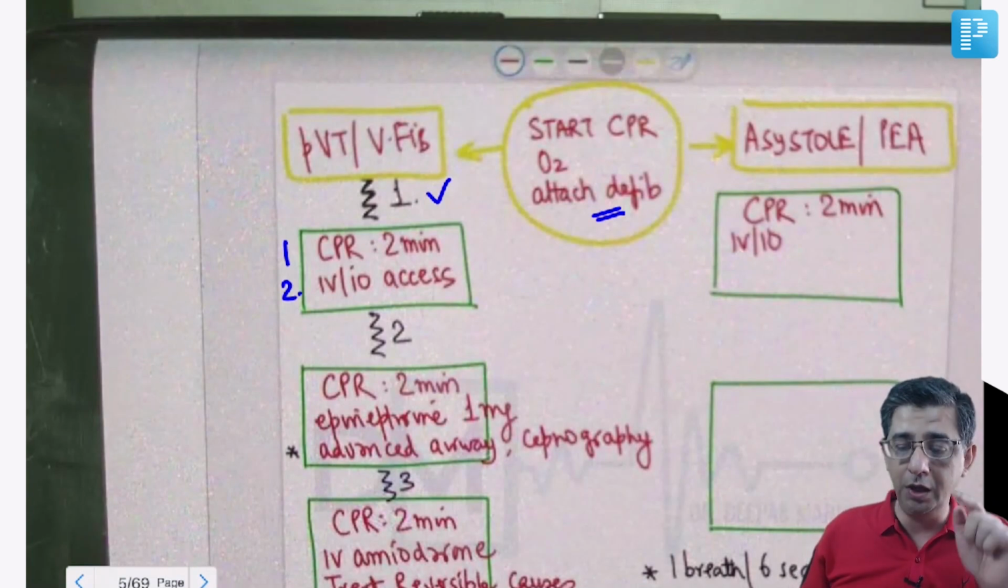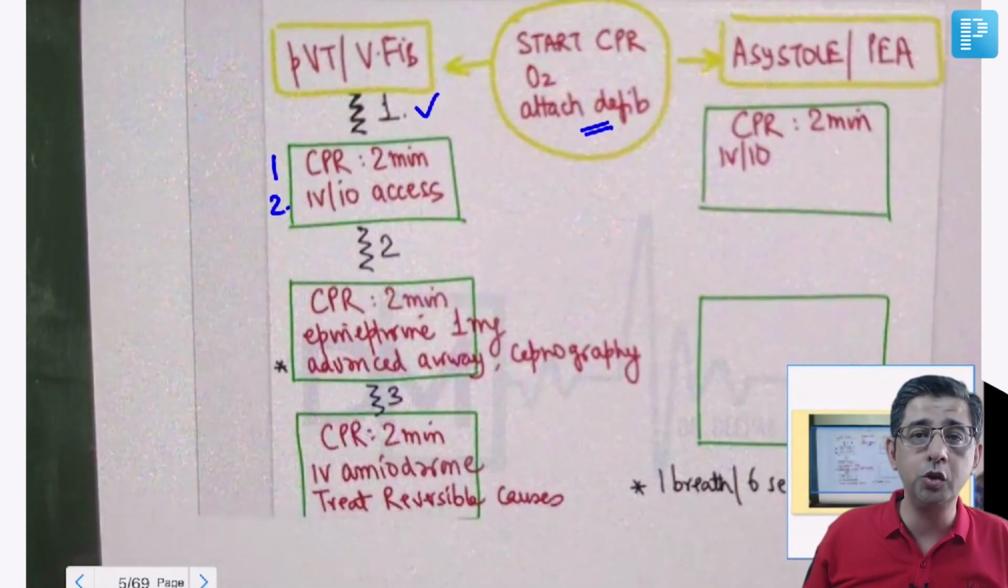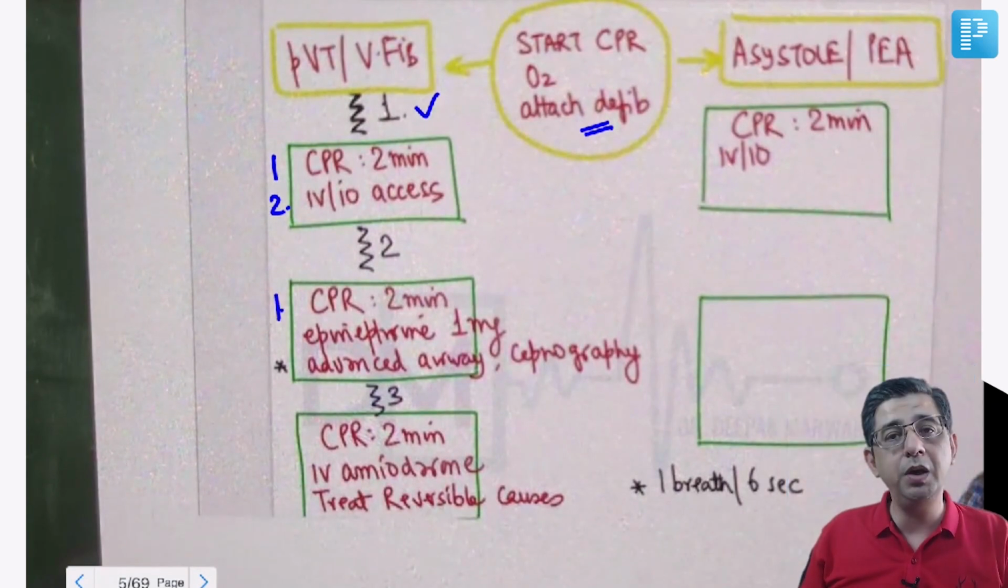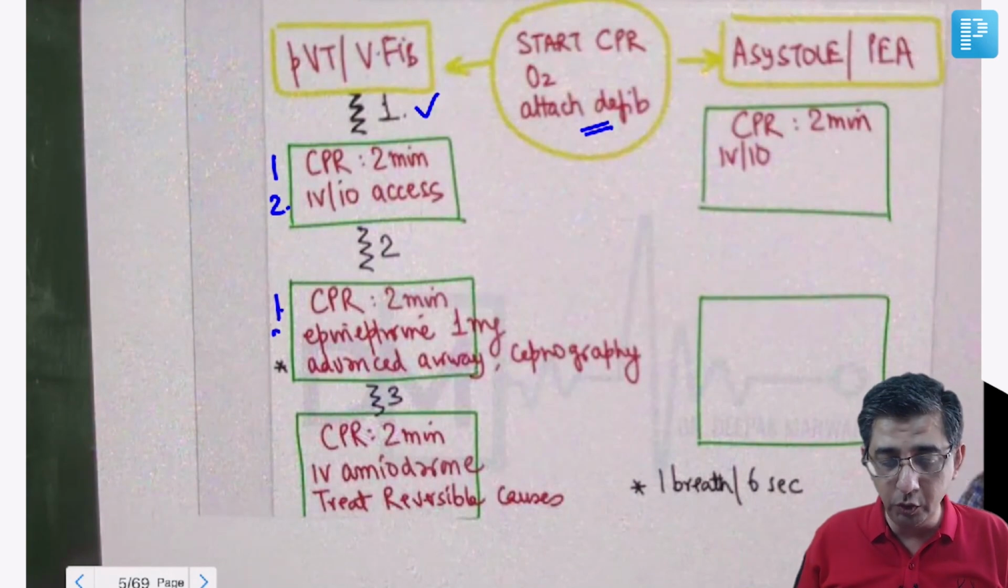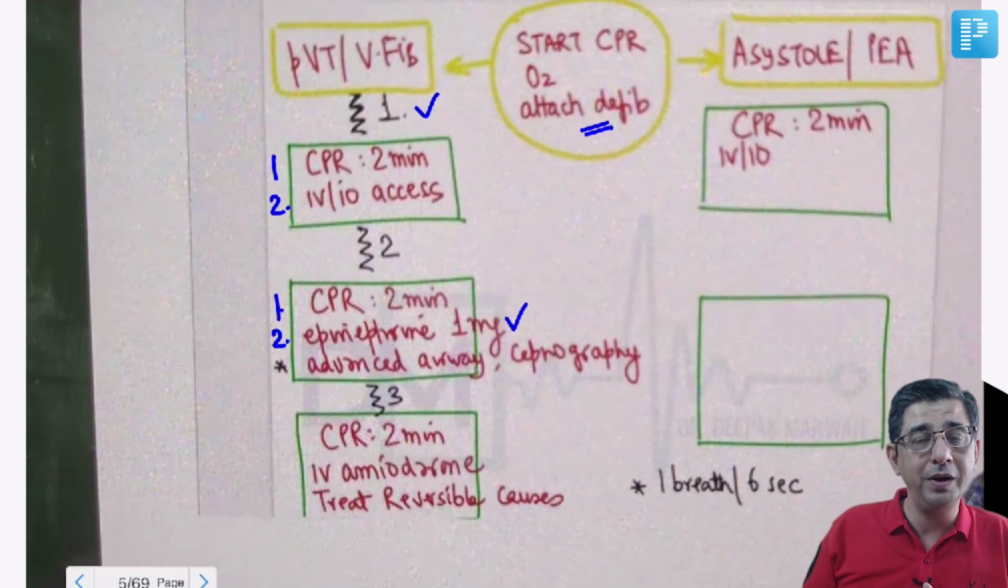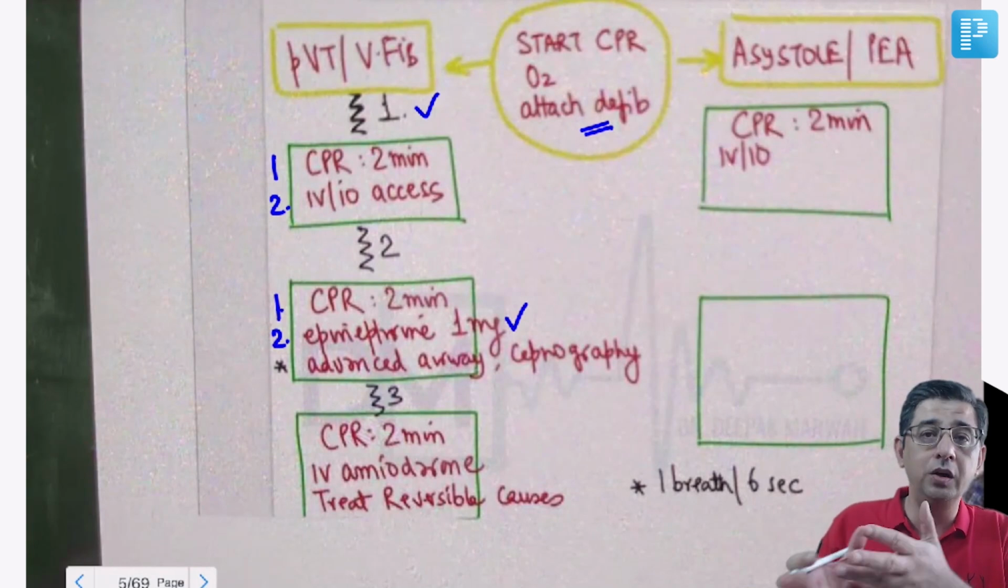Now, if next time he gives you a scenario that the second shock has also been delivered and there is no improvement, what will you do? You will again give CPR, and from that IV line, what will you give? Epinephrine. This epinephrine is not for cardiac arrest, right? I have explained that it is for management of ventricular fibrillation.